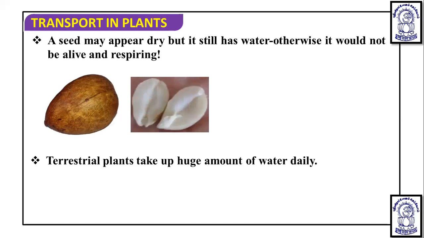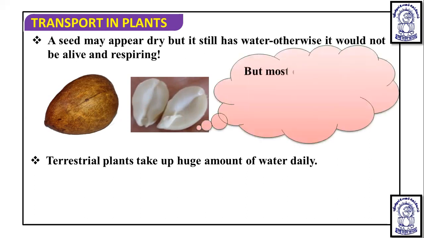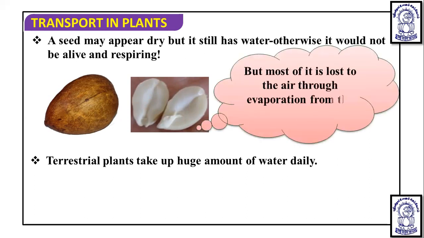When we talk about a terrestrial plant, it takes up a huge amount of water daily, and most of it is lost to the air through evaporation from the leaves, that is, transpiration. So terrestrial plants absorb a very large amount of water, but the majority of that is lost through transpiration from their surfaces.